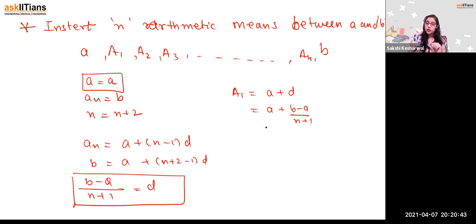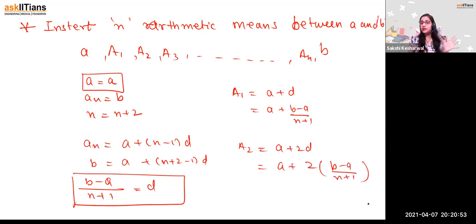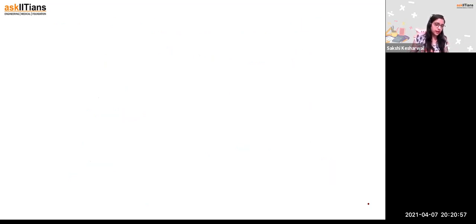A plus D. Now can I say that A2 is equal to what? A plus 2D. So just substitute the value: A plus 2D, that is 2 times (B minus A) upon N plus 1. Right or not? Just substitute the value and you'll get the answer. So let's do one question on it. What is the question?